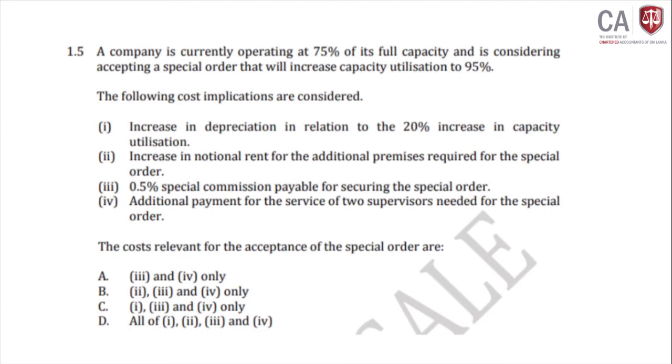Then, if you go to 1.5, a company currently operating at 75% of capacity is considering accepting a special order. Accepting or rejecting a special order is based on relevant costing. Let me brief you a little on relevant costing principles. What do we mean by relevant costs and revenues? Relevant costs and revenues are costs and revenues that are affected by a specific decision.